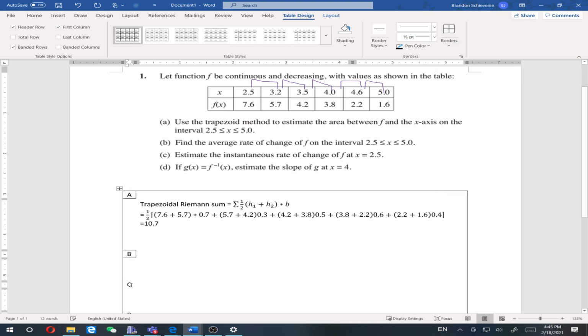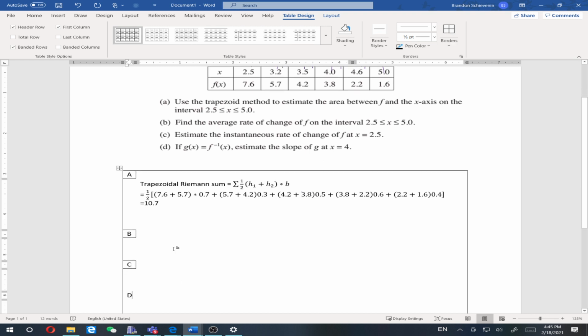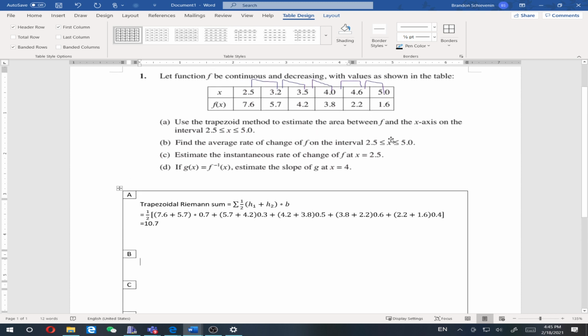Okay, so for part B, I'm going to find our average rate of change of f on the interval from 2.5 to 5. If I'm looking for our average rate of change, then Kyle, what do I need to do? We must derive. Wait, average rate, so 1 over b minus a times the integral from a to b. Okay, but that would be an average value, and we don't have a function, so we can't do that.